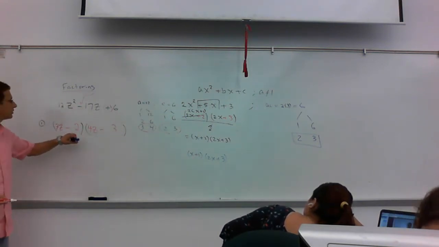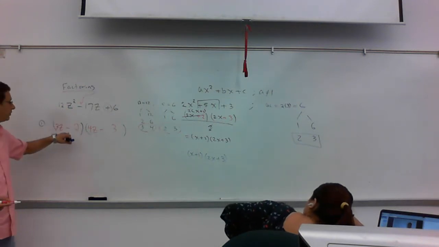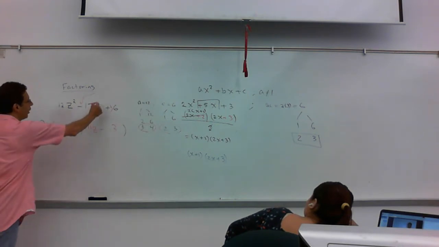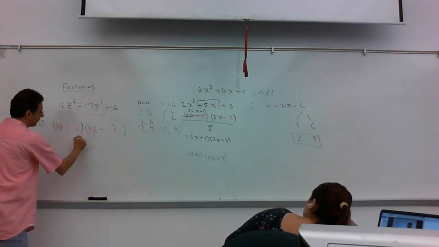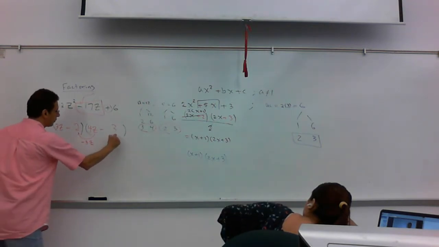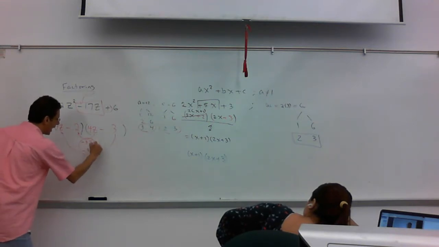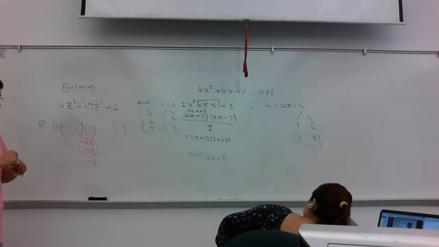Everybody agrees that 3z times 4z is 12z squared. I don't worry about the first term. Negative 2 and negative 3, the product is positive 6. We are okay. All we are concerned with is the middle term, right? So what is the product of these two? Do they add up to negative 17z? Yes. With that, we're done.